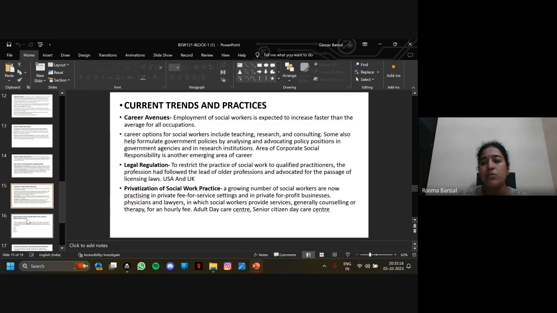A growing number of social workers are now practicing in private fee-for-service settings. Here, we can take the example of therapists, counselors, physicians, lawyers, and people who are working for agencies also, like adult daycare centers, senior citizen daycare centers. People who are working there are not working free of cost. They are getting salary for their services.